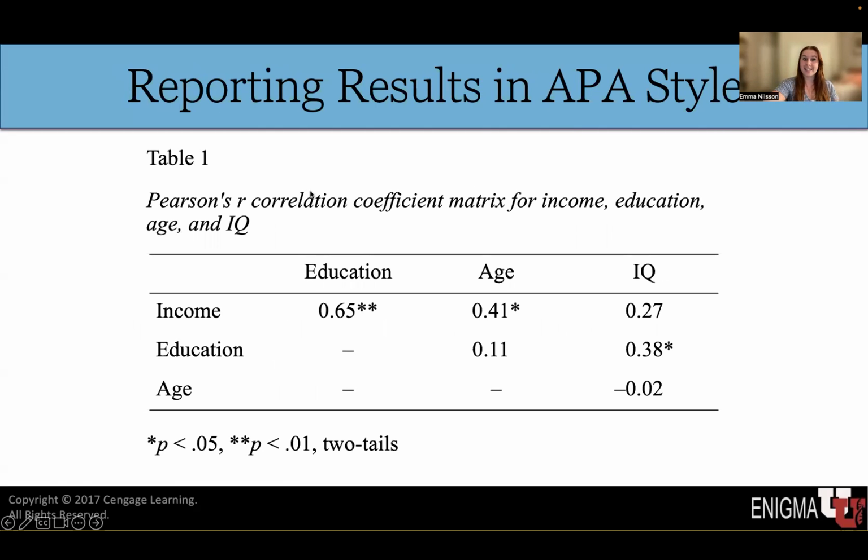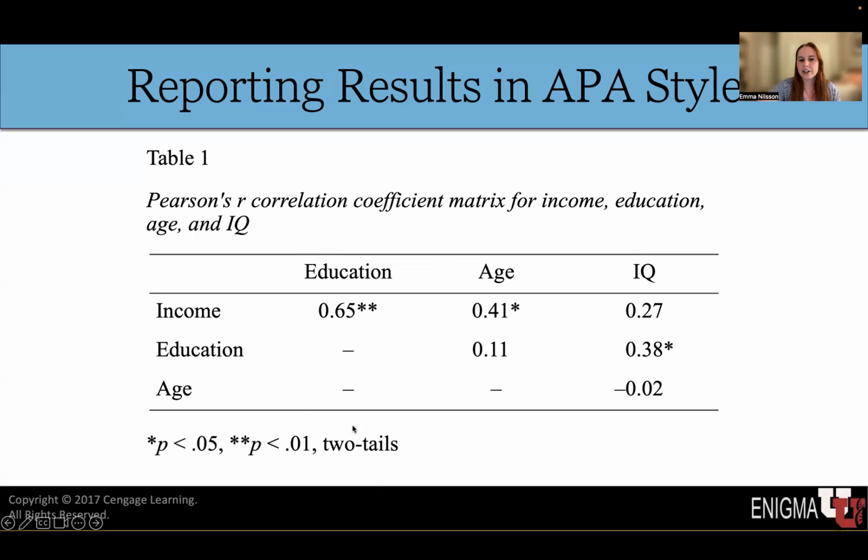You can also report it in a table. The idea with this table, it's called a Pearson's R correlation coefficient matrix. And these are 4 different variables: income, education, age, and IQ. The idea here is that we ran a Pearson's correlation test for each of the pairs of variables. So we ran a Pearson's R for income versus education, income versus age, income versus IQ, education versus age, education versus IQ, and age versus IQ. And we figured out which of them were significant and which of them had relationships.